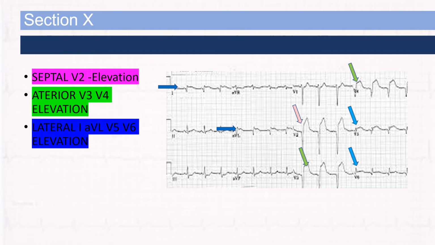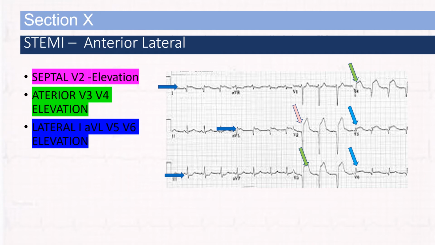We spoke earlier in the presentation about reciprocal changes, and I want you to take note of lead 3, which is an inferior lead, and you can see this depression in at least one of the inferior leads. So that stems from and speaks to reciprocal changes. You have elevation in 1, AVL, V5, and V6, which is your high lateral and lateral leads. Therefore, it would stand to reason you would have reciprocal changes in the inferior leads as an offset to that. This would be a very sick patient.